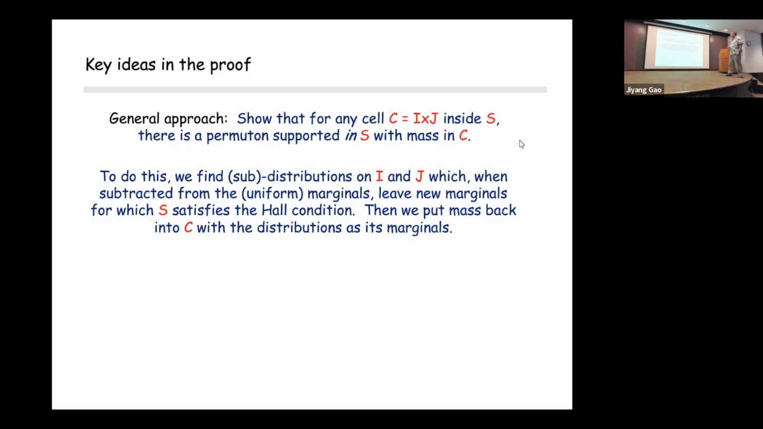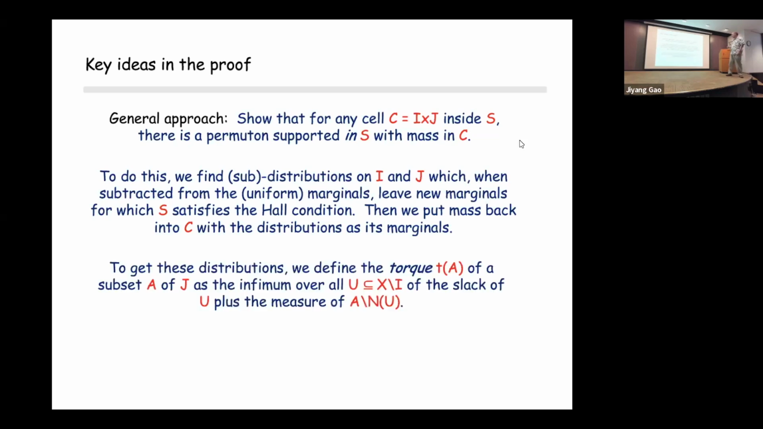Okay, but doing this is a little bit tricky, and again, we make use of some nice properties of submodularity. We define something called the torque. So we look at the cell, which has size we call I and J. And what we want to do is knock off a little bit of marginal from J and from I without disturbing the whole property.